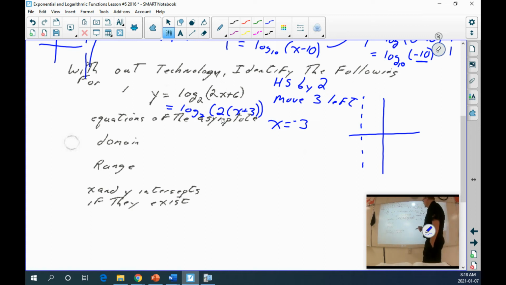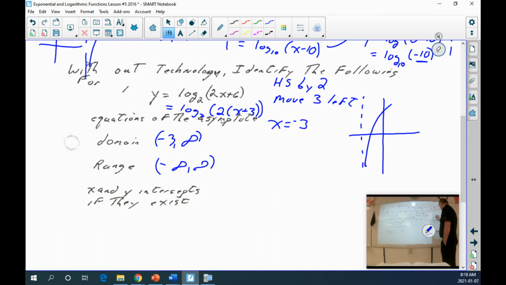That affects my domain. My domain was 0 to infinity. I stretch it, well, now it's still 0 to infinity, and I move it 3 to the left. Now it's negative 3 to infinity. The range, we didn't do anything to the range. It's going to stay the same. We are going to have an x-intercept and a y-intercept. The x-intercept can be dealt with by transformations.